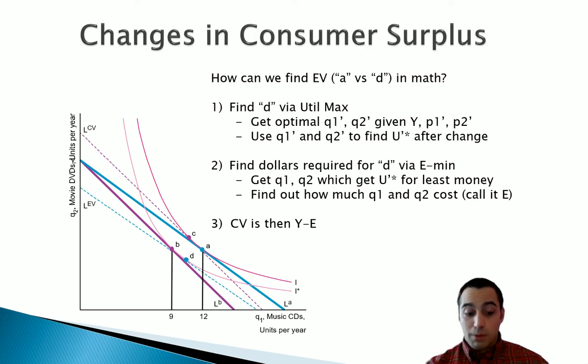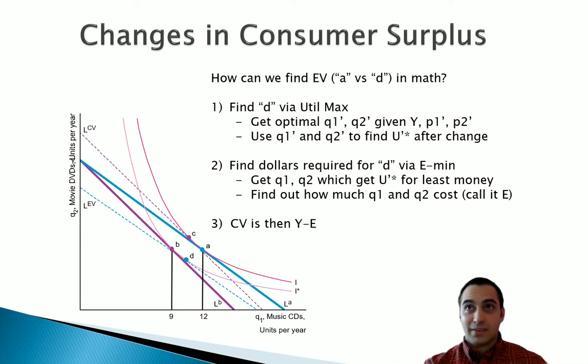To do that, figure out your new budget after the price change, and then find your optimal Q1, Q2 prime given the new prices and your budget that's given to you. Then, given Q1 and Q2 prime, i.e. the optimal quantities at the new prices, find what I'll call U prime star, i.e. your new maximum utility that you can reach after a price has changed.